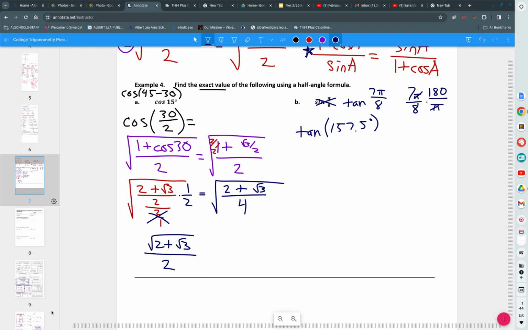So there's not a sum and difference formula that's going to work, right? Like this last one, you're like, okay, cosine of 15, we've seen that before. We've used a sum and difference formula. Here, there's no sum and difference formula that works. We have to use a half angle formula. What is the angle you divide in half to get 157.5? Yeah, 315. So we have 315 degrees over 2.